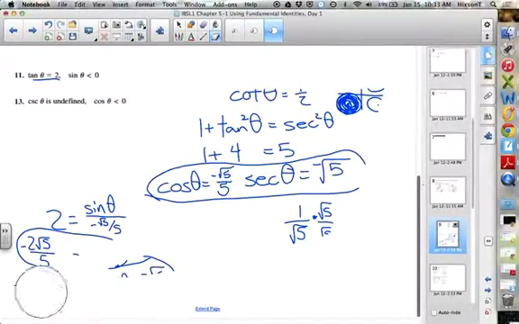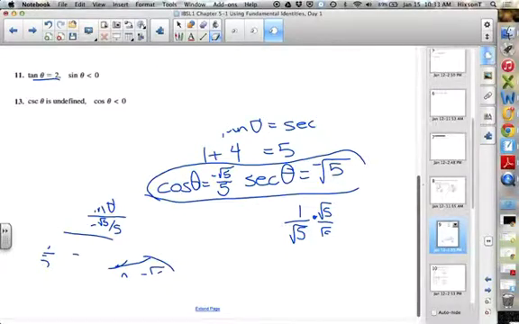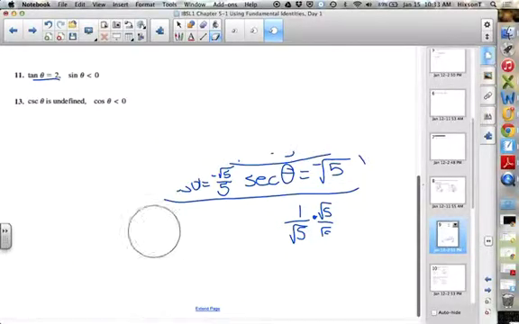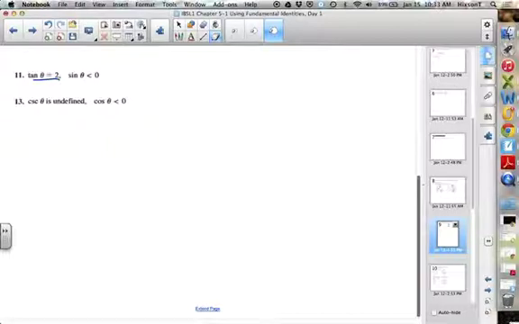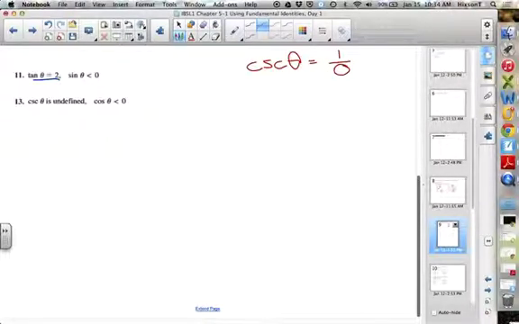Okay. Let's get rid of all this. Now let me ask you a question. What makes something undefined? When it's divided by 0. Okay? So, that's bad. Cosecant theta is something divided by 0. So I'll just put 1 divided by 0 because it doesn't matter.